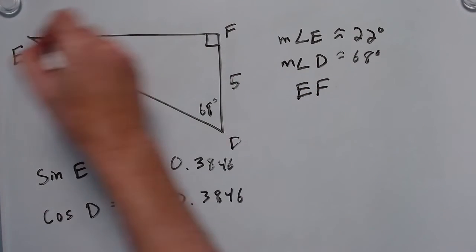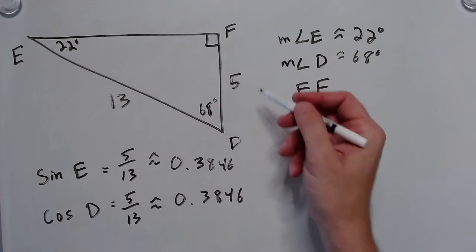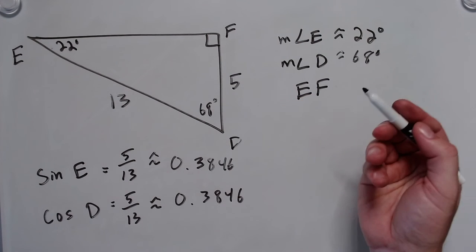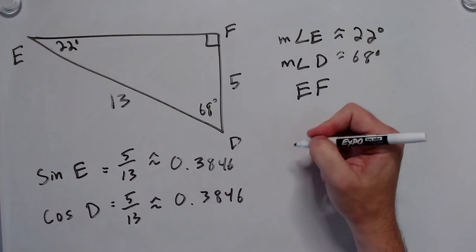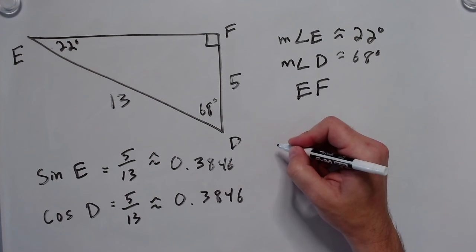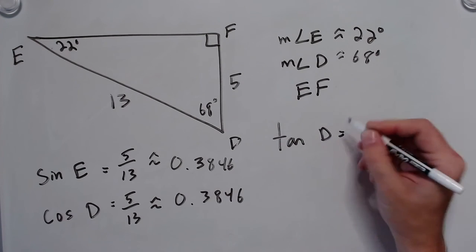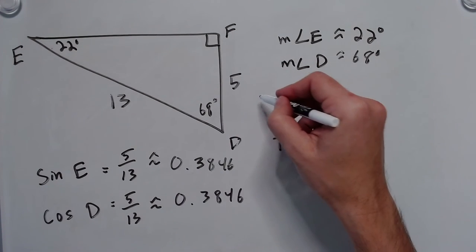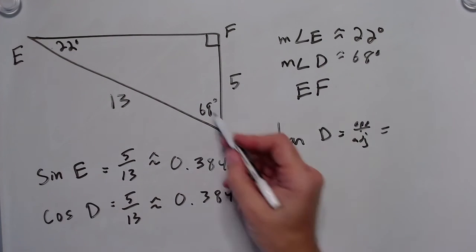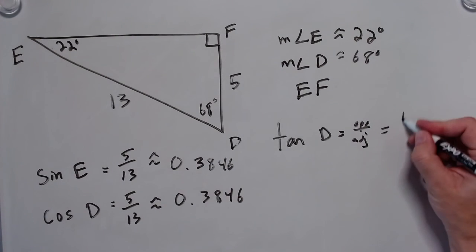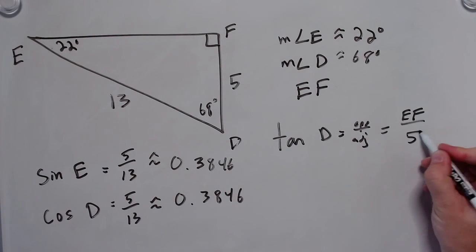We still have this length to try to figure out. We could use any number of trigonometric ratios. Let's use tangent. We haven't done that yet. And we're going to talk about D here. This marker is kind of dying. So we know that the tangent of D is going to equal the opposite over the adjacent. The opposite is the mystery, right? It's EF. We don't know what it's going to be. It's this thing over 5.